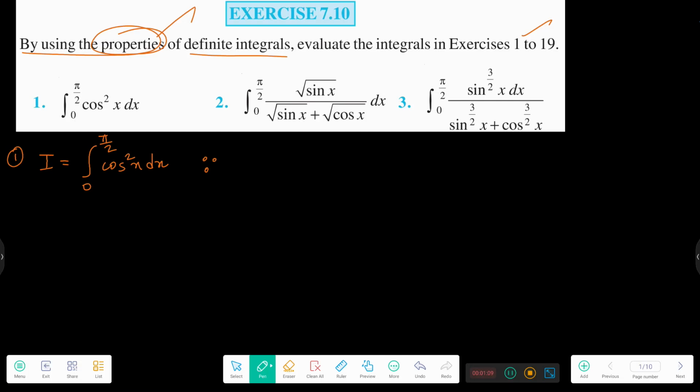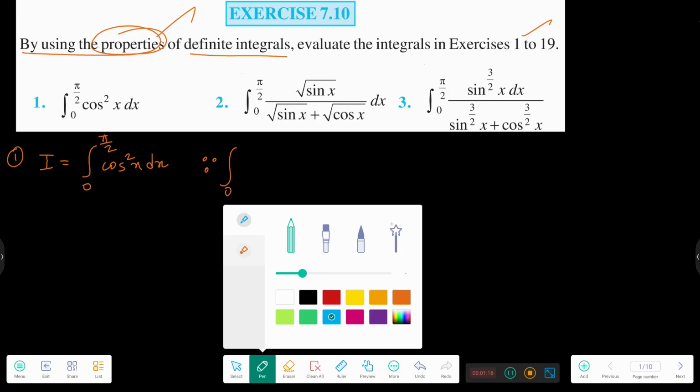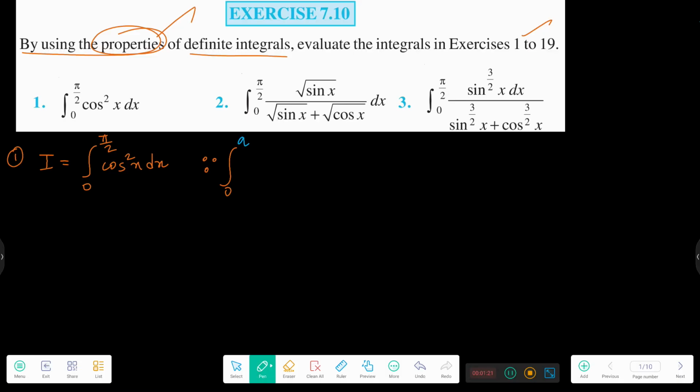So what property am I going to use here? Integral from 0 to a of f of x dx is equal to integral from 0 to a of f of a minus x dx. This one I'm going to use. When can you use this property? When we have the limit 0 to a, at that time you can use it. And here also we have 0 to a; instead of a we have pi by 2.